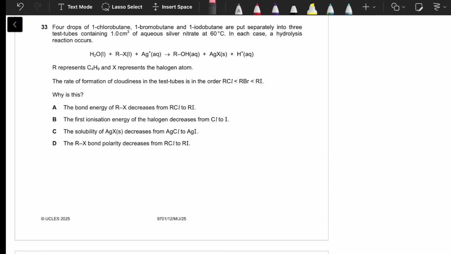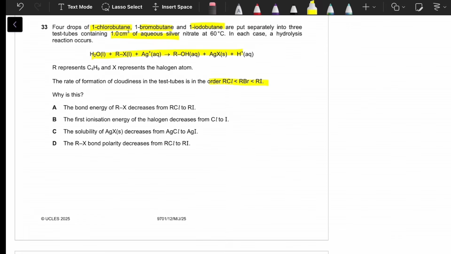So question 33 states that 4 drops of 1-chlorobutane, 1-bromobutane, and 1-iodobutane are separately put into 3 tubes containing 1 centimeter cubed of silver nitrate at a particular temperature. In each case, a hydrolysis reaction takes place. They've given this equation where R represents C4H9 and X represents the halogen atom, and they've stated that the rate of formation of cloudiness in the test tubes is as follows. So the 1-iodobutane hydrolyzed the fastest, and the 1-chlorobutane hydrolyzed the slowest. And it's asking us why this is.